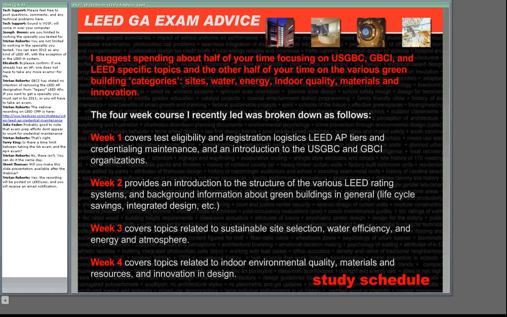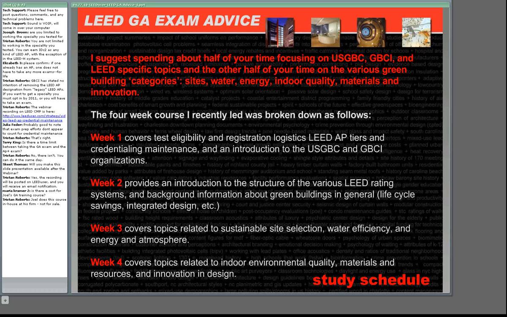So we covered the first half. The second half of the session, like I said, I basically organized my classes straight up following the LEED credit categories. Week 3 covered sustainable site selection, water efficiency, and energy and atmosphere. Week 4 covered indoor environmental quality, materials and resources, and innovation and design.